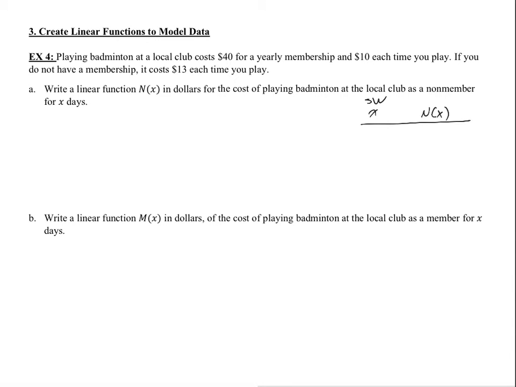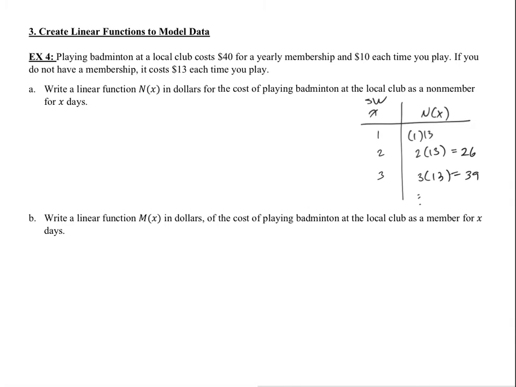All right. So for one day to play, how much would it cost me? $13. If I played 2 days, how much would it cost me? Well, $13 plus $13, which would be $26. Or a way I could write that is 2 times 13 is 26. If I played 3 days, how much would it cost me? Well, 3 times 13, right? Would equal, what is that, 39. And so on. So if you'll notice, there's a pattern here.